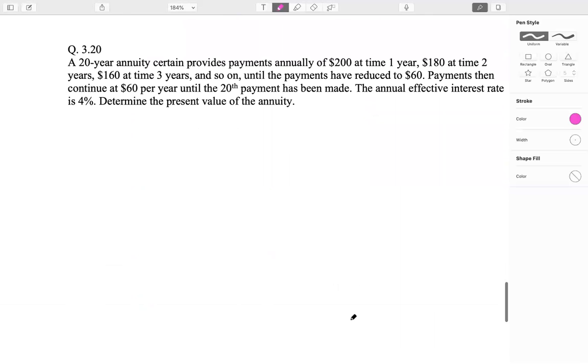The last one, a 20-year annuity certain pay provides payments annually of $200 at time 1, 180 at time 2, 160 at time 3, and so on until the payments have reduced to $60. Payments then continue at 60 until the 20th payments have been made. We know i is 6%. Determine the present value.